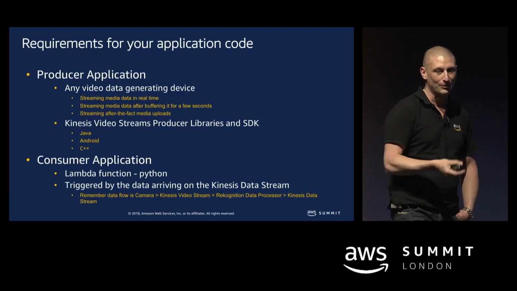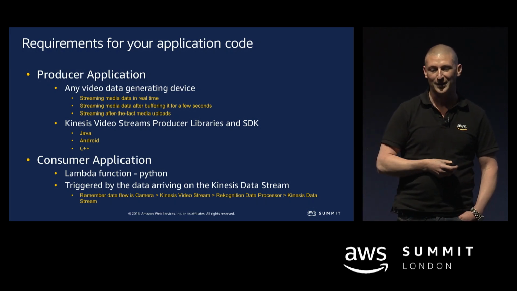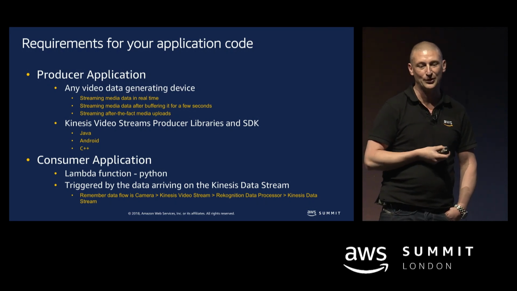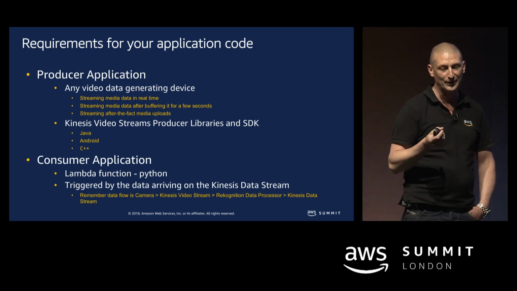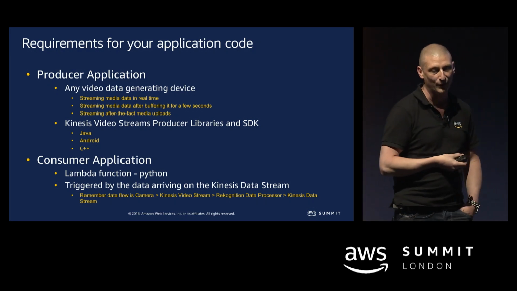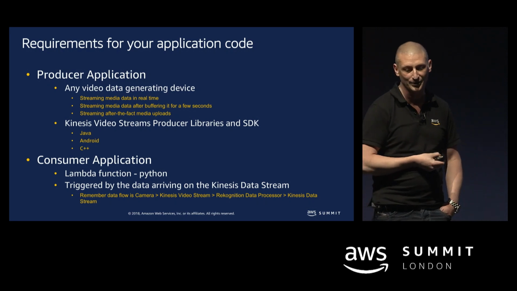So again, what are the requirements for your application code? You need a producer. You need your video data generating device, and on that, you then need to be using your producer library. Currently, Kinesis Video Streams has producer libraries for Java, for Android, and for C++. And these are being developed all of the time.